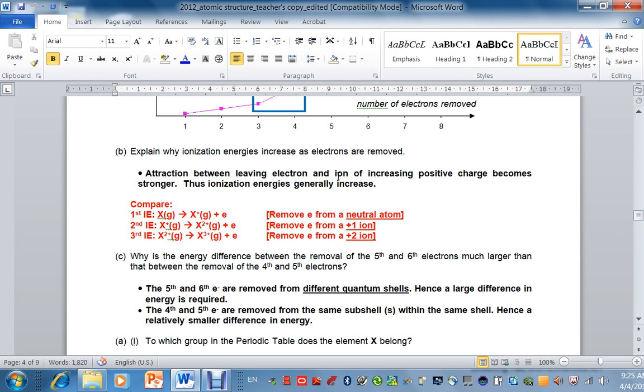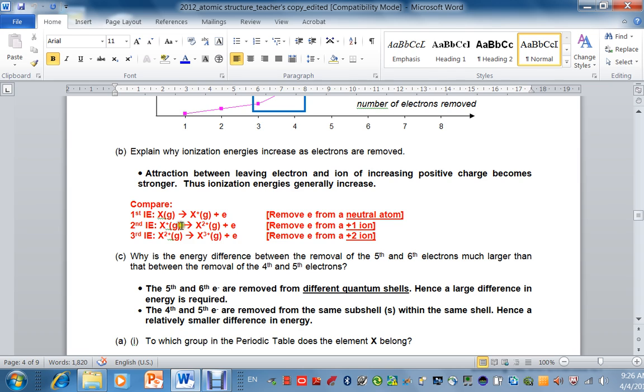Okay, what do I mean by that? Let's say for the first IE, essentially you are removing an electron from a neutral atom. Then for the second IE, notice that you are removing an electron from a +1 ion. This +1 ion is positively charged, so there will be attraction between the leaving electron and this +1 ion. It's this extra attraction that causes the second IE to be higher than the first IE.